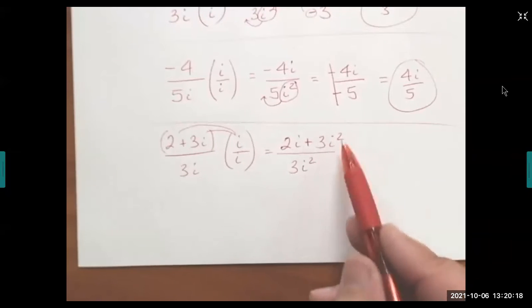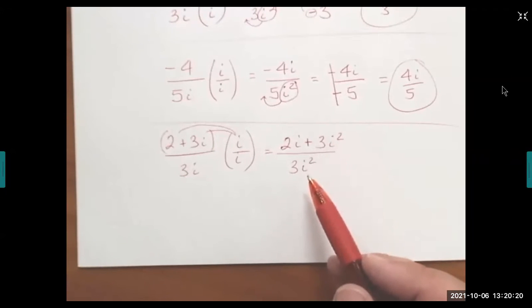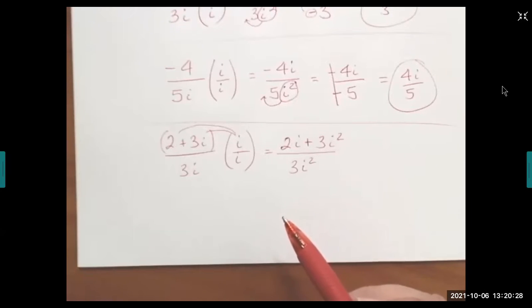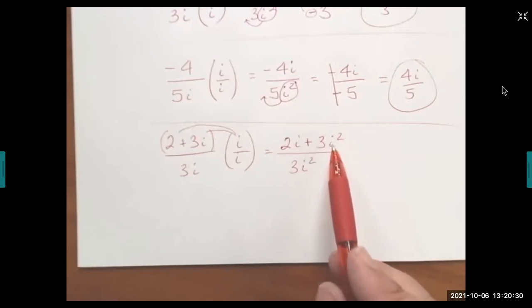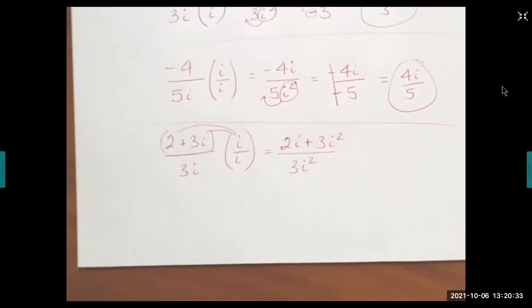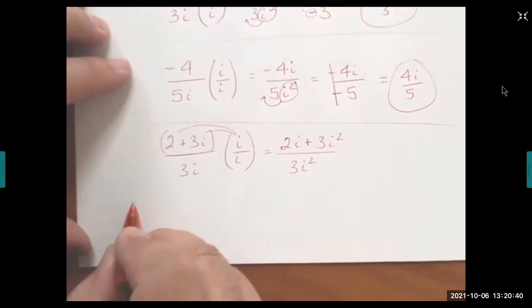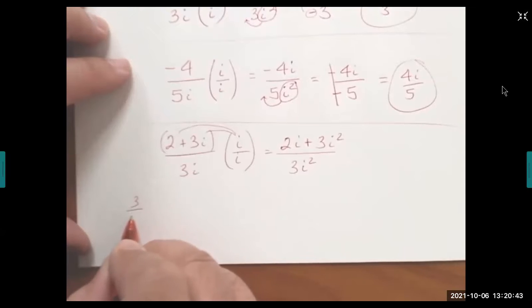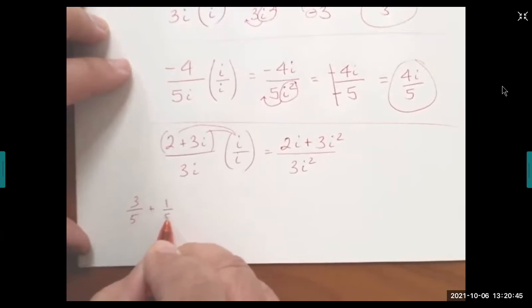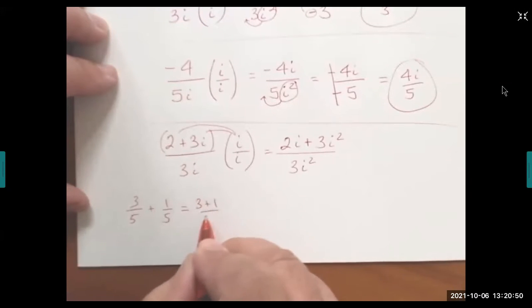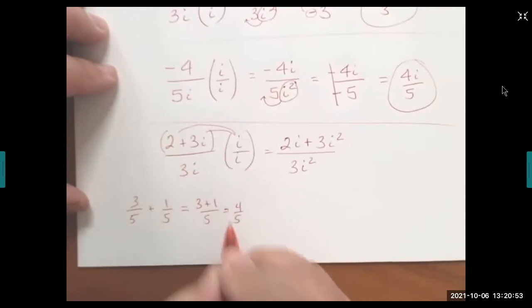Can you cancel the 3i squared? No. Because the top number is a number as a whole. It belongs in one group together. But here's the reason why. If we had 3 over 5 plus 1 over 5, that equals what? 3 plus 1 over 5 makes it 4 over 5, right?